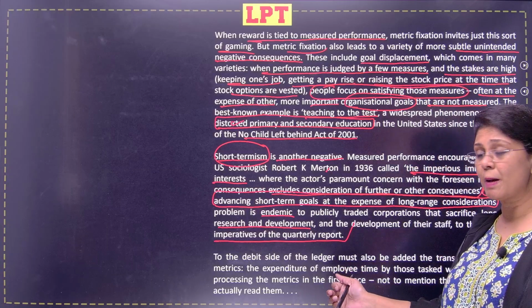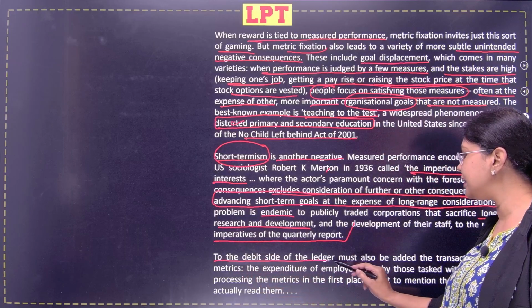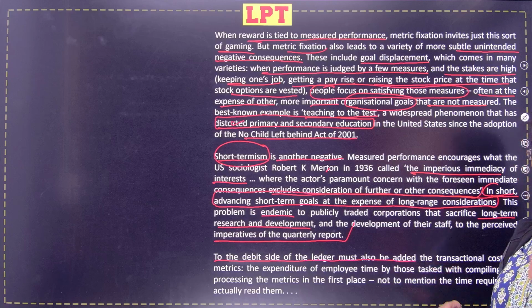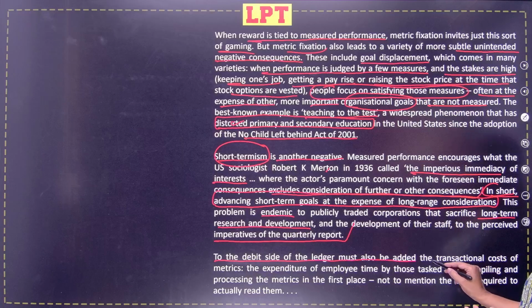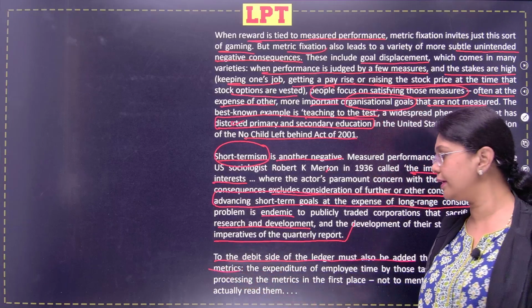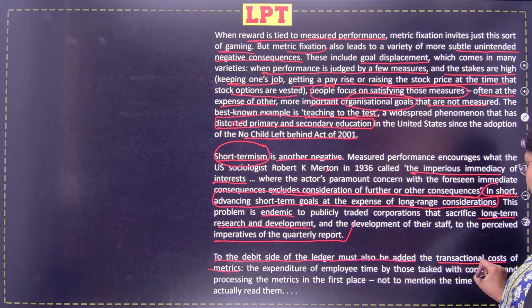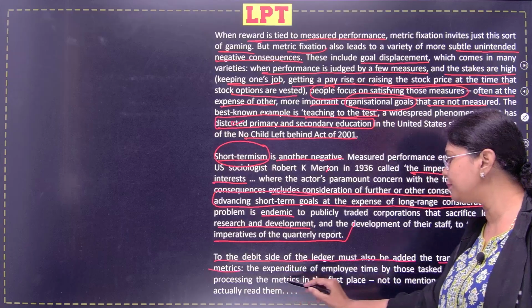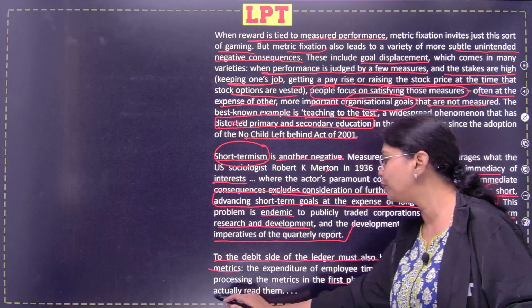This is the last paragraph now. It says, to the debit side of the ledger must also be added. So again, one more negative consequence of metric fixation. He added the transactional cost of metrics. So he's talking about the costing of metrics, the expenditure of employee time by those tasked with compiling and processing the metrics in the first place, not to mention the time required to actually read them.